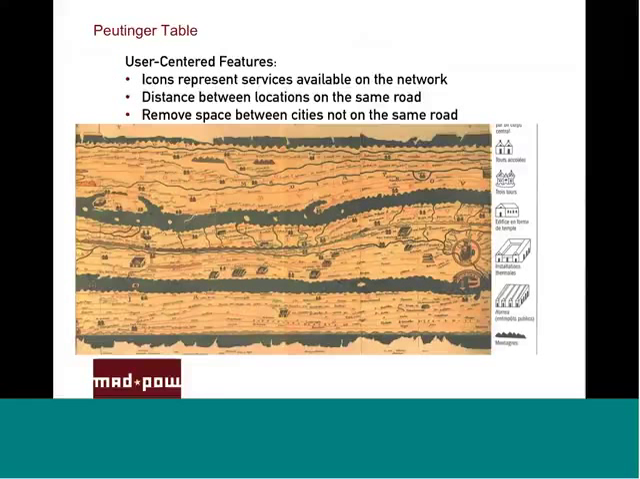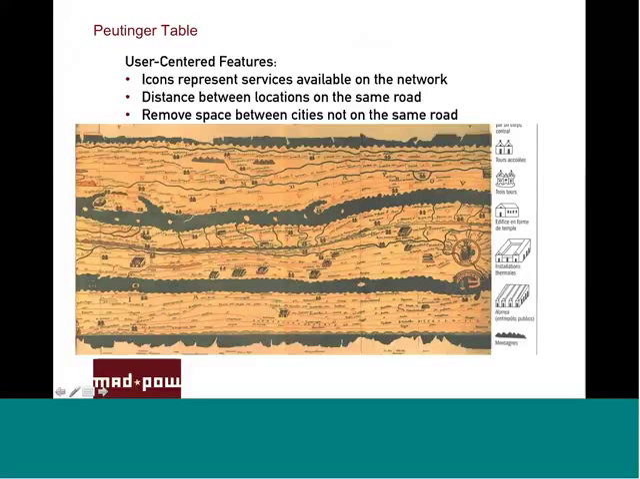So all of this was very user-centered. In addition, this map included icons that represented available services on the network. You see over here the little key on the icons. Different towns had different services, a place where you could have thermal baths, a place where you could get new horses. So they've abstracted this down. The distance between the locations on the same road, which is very important to the user, is recorded quite accurately. But they've removed all the space between cities that are not on the same road.